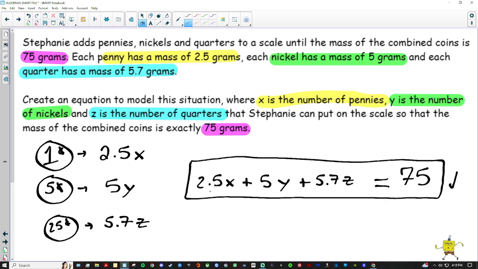We take our pennies times its weight plus our nickels times its weight plus our quarters times its weight, all adds up to a total of, or equals, 75 grams. There is our first problem.